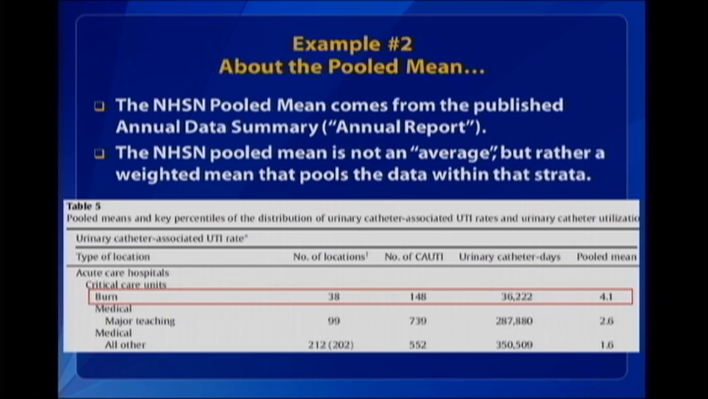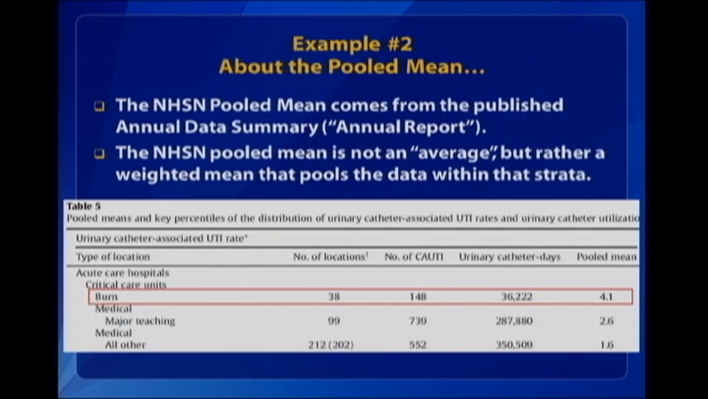The pooled mean that you get out of our rate tables in the output option actually comes from the published annual data summary, what we've called the annual report. It's actually a device-associated rate report now. And this pooled mean is not an average. A lot of times when we hear the word mean, we think of an average: how many were identified divided by how many people reported those data, what's their average rate? Instead, we use a weighted mean that pools the data within that strata.